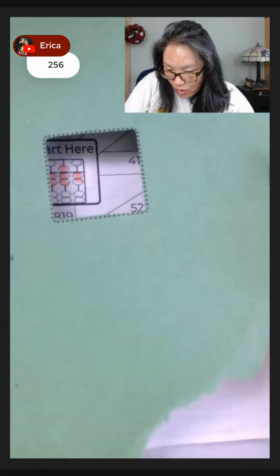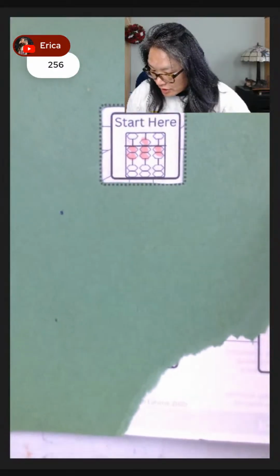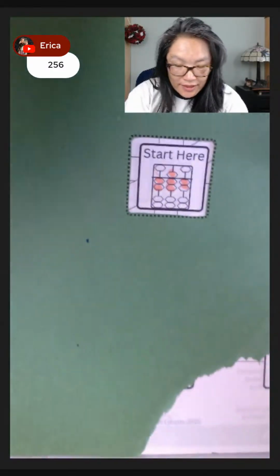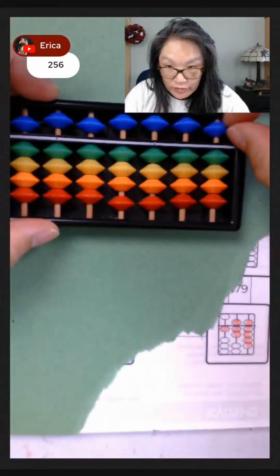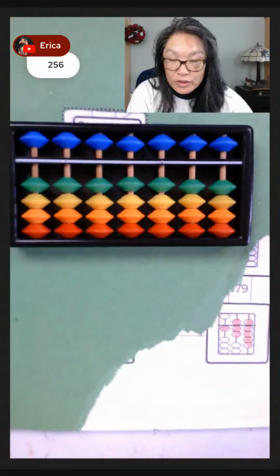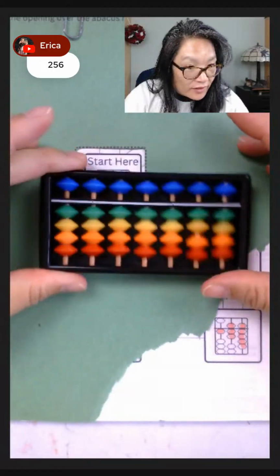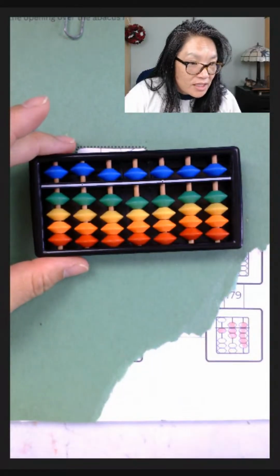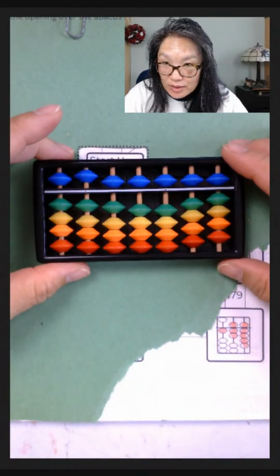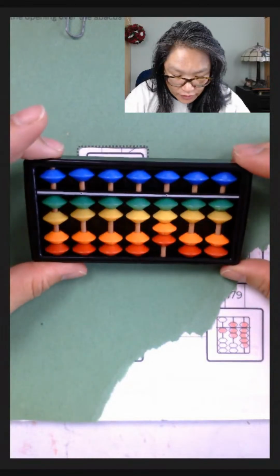Because there's more. But wait, there's more. All right, so let's do this. Now, the first thing we're going to do is start learning how to move the abacus. We want to understand that it's very easy to move. Because it's easy to move, you want to use your left hand to stabilize the abacus, and hopefully you're on a flat surface.